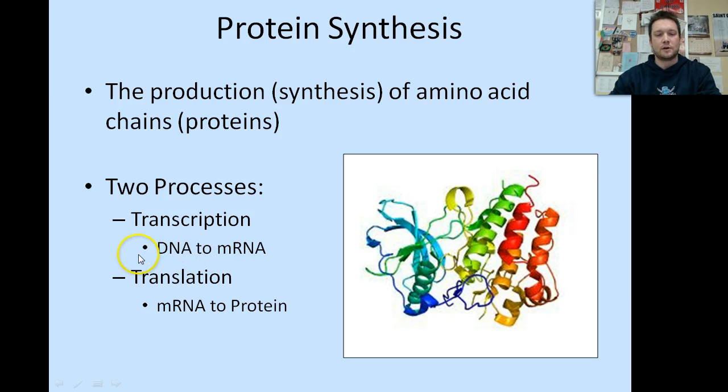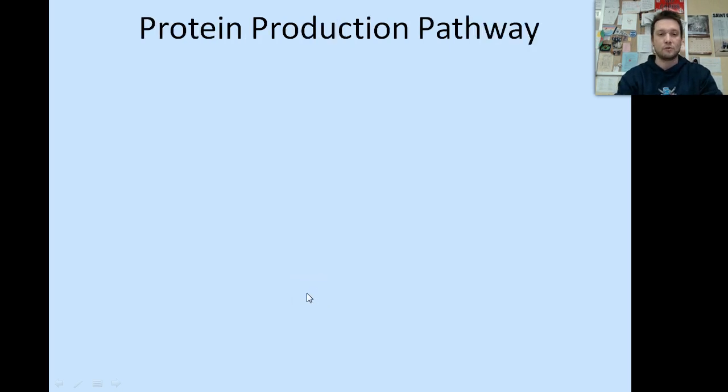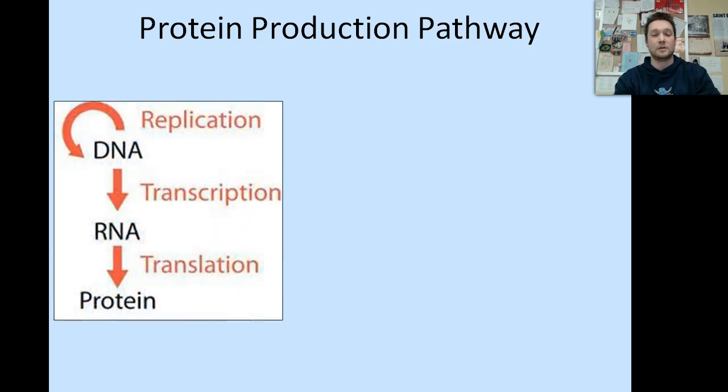Anyway, basically transcription converts the information in DNA into mRNA, which is basically a second set of instructions, and then later on, outside the nucleus, the information in that mRNA gets converted into a protein. So that is the protein production pathway, meaning the pathway that cells go through to make proteins, and it's what we really just discussed.